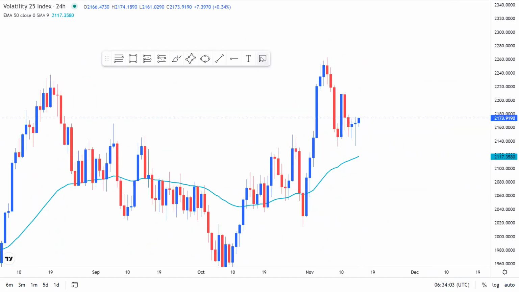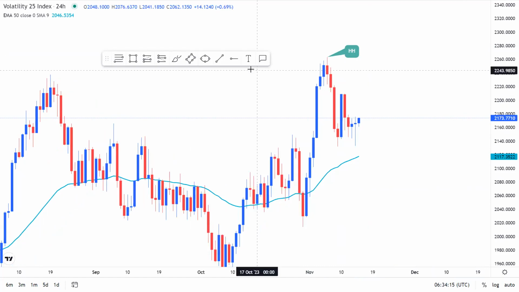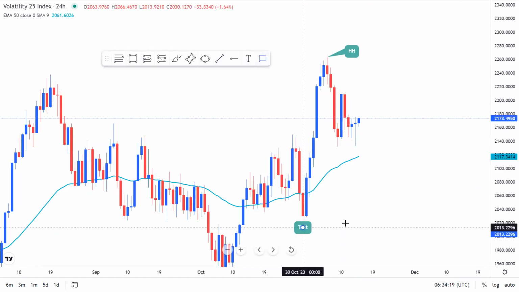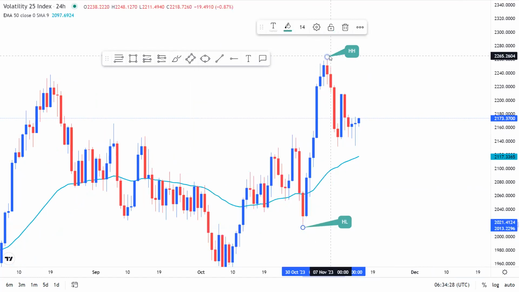where we have ourselves this being the swing high. So this is the most recent higher high, and we have this being the higher low. This is a swing low that led to this swing high.